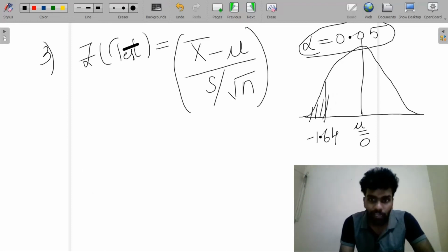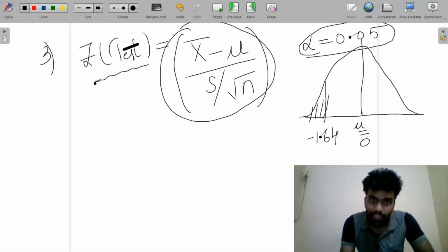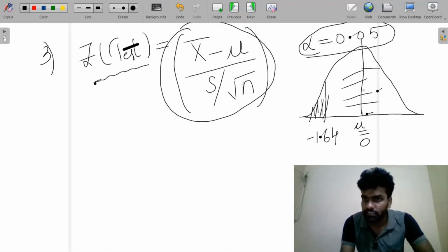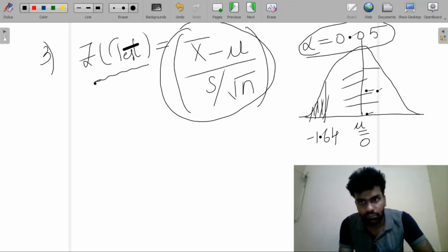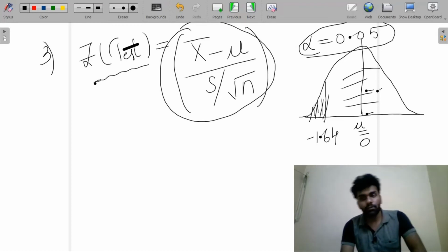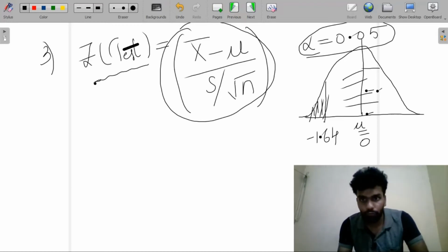Now this is the z value for 0.05. If the value we get when we perform this z test falls in this region, then we will reject the null hypothesis. If the value falls in this region, we will not reject the null hypothesis. So that's how we perform it.